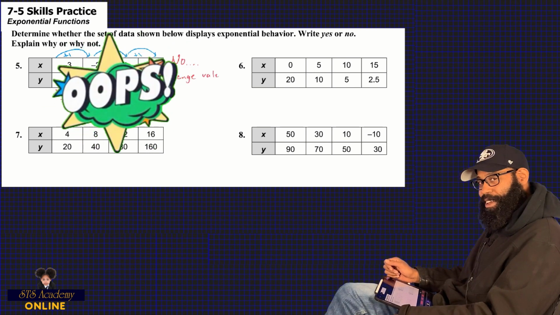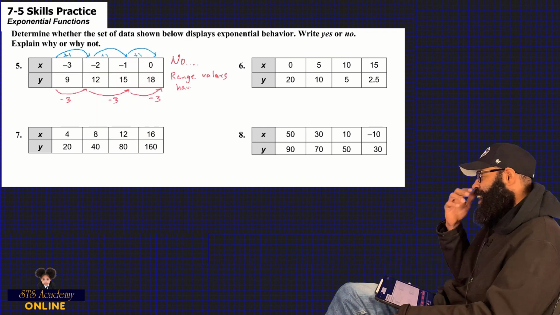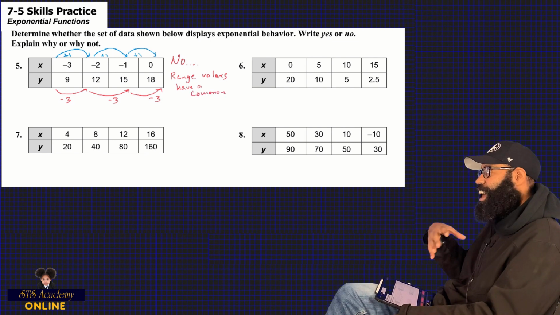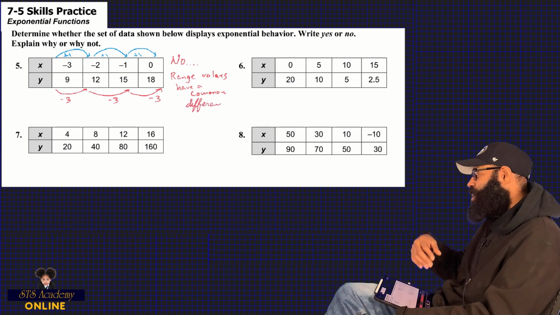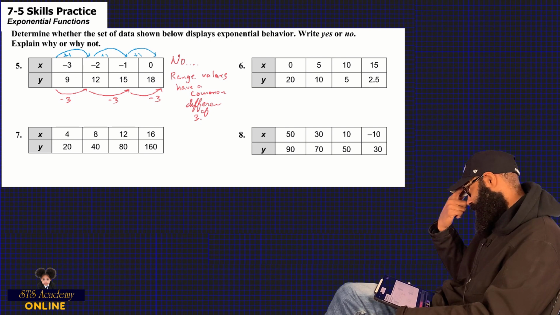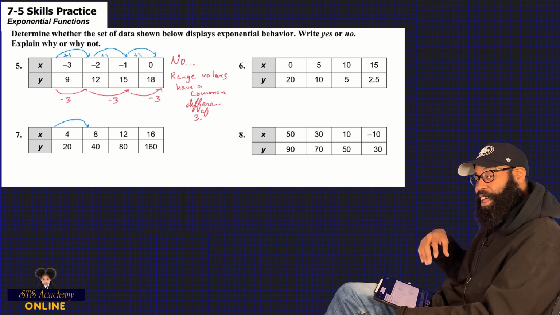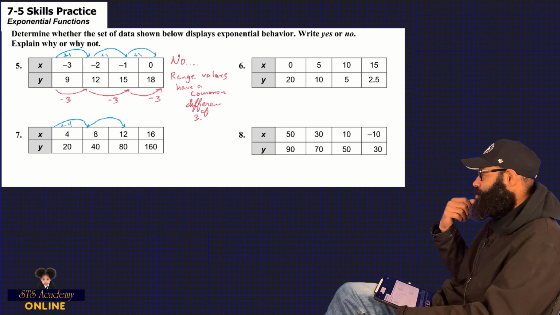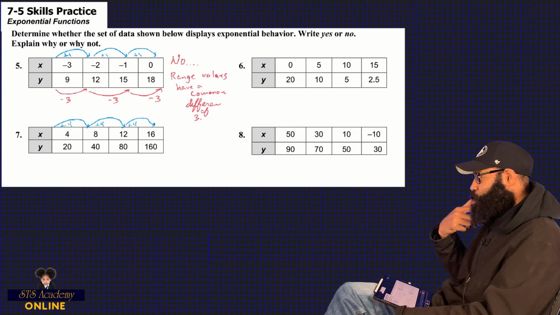And oops. 9 plus 3 is 12. 12 plus 3 is 15. So no, guys, because of the range values. The range values are telling me that it's not exponential. The behavior of the y values, the behavior of y is telling me it has a common difference of 3. So the common difference of 3, you don't want that, guys. You don't want a common difference. You want that in the top, not in the bottom, right? So there it is. I'm just cracking up because I put minus 3. My editor's gonna have some fun.